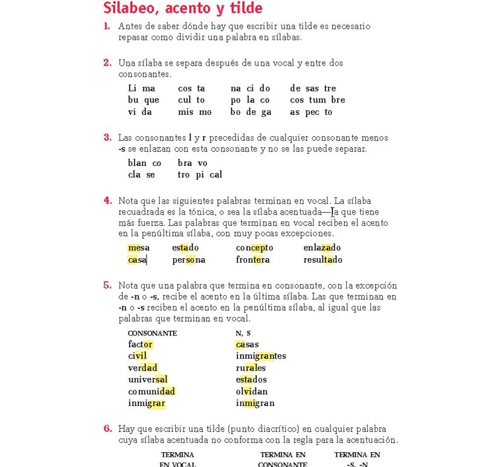So let's read the rest of this and see if we're correct. La sílaba recuadrada es la tónica, o sea, la sílaba acentuada, la que tiene más fuerza. Las palabras que terminan en vocal reciben el acento en la penúltima sílaba, that means the second to last syllable, con muy pocas excepciones. So we are correct. When a word ends in a vowel, without having to write an accent, all of these words are naturally going to have that stressed syllable second to last.